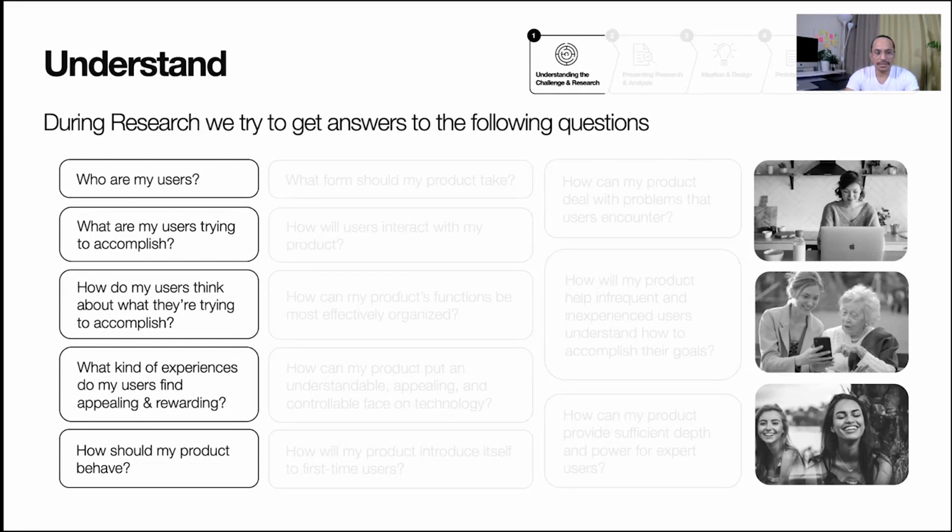And how do my users think about what they are trying to accomplish? So we understand that we are creating the product to help the users accomplish this, but what is their take on that, about the product and the service? So we also need to understand that as a designer. What kind of experience do my users find appealing and rewarding? So when doing the research we should find out what excites them and also what frustrates them, right? Similarly, how should my product behave? Every user has some expectation from the product. So you should understand what the expectation is and then create the product later on.